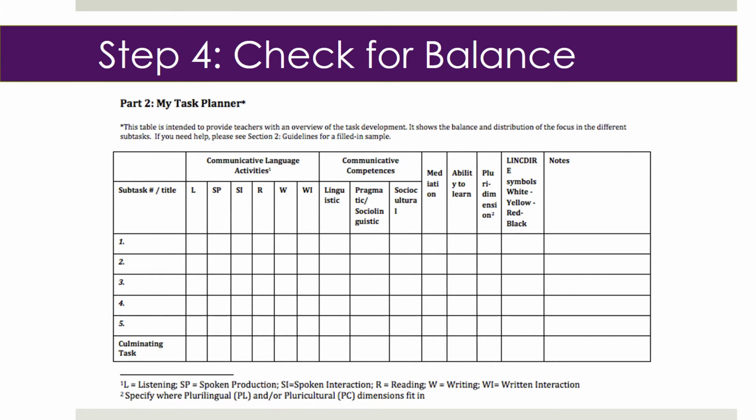You may want to start with the culminating task and work backwards. This way, you can identify any inconsistencies more easily. For example, you might notice that the culminating task focuses on oral interaction, but oral interaction has never been covered in any subtask. Or, several subtasks may focus on pragmatic competence, but this is not necessary for the culminating task. After you have completed Part 2, you may need to refine some aspects of Part 1 and 3. Feel free to do so at this time.